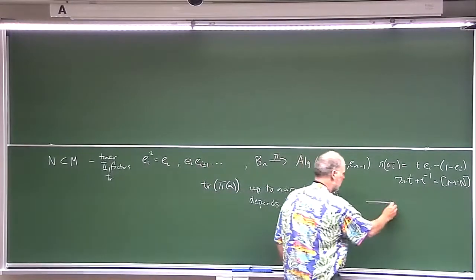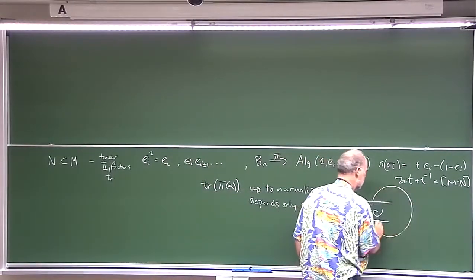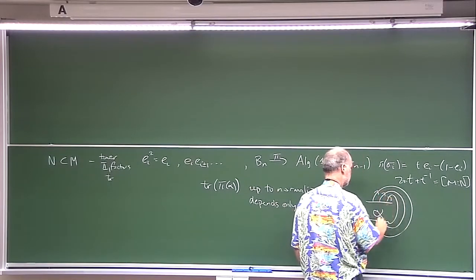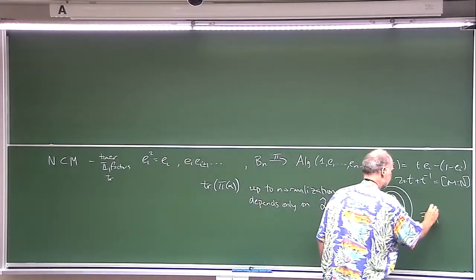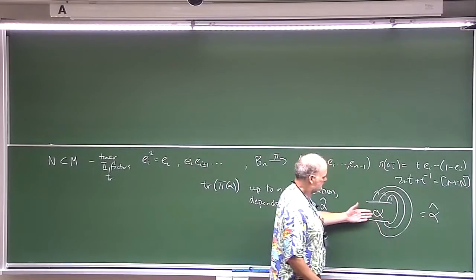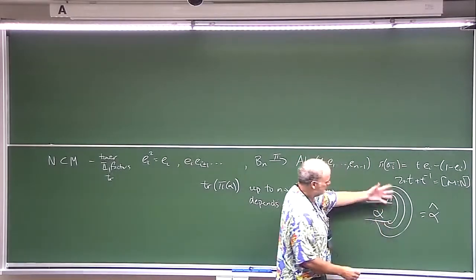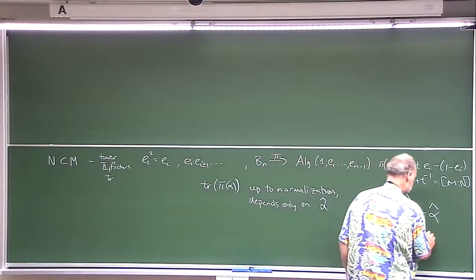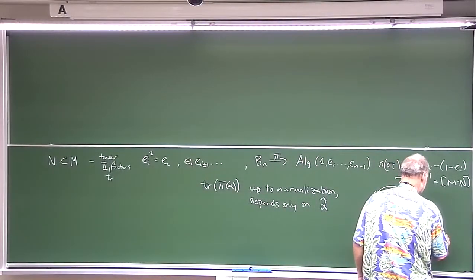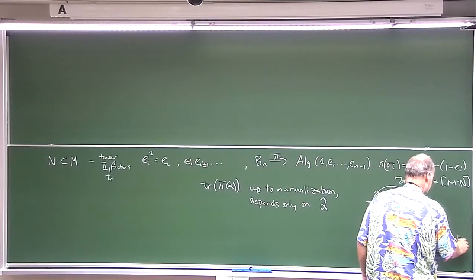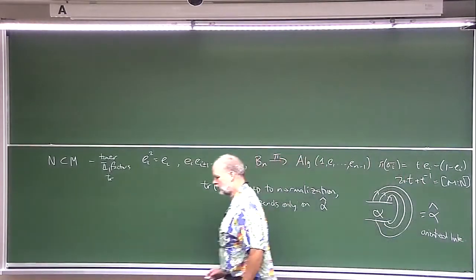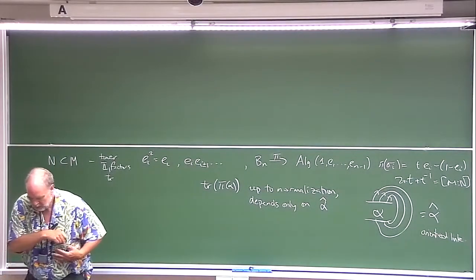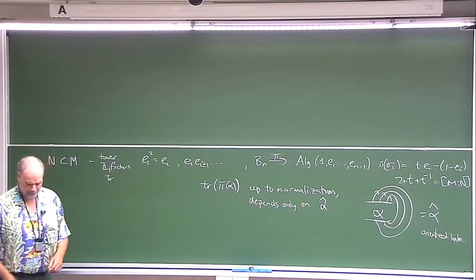And let me remind you that if you have a braid alpha, then its closure, this is alpha hat. You have a braid on n strings, and then you tie the top strings to the bottom, you get the oriented link alpha hat.